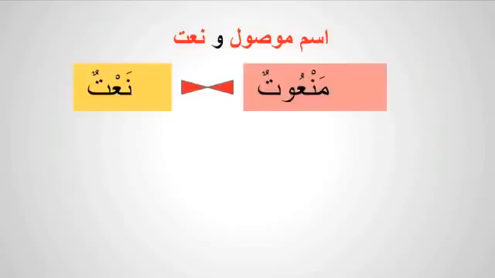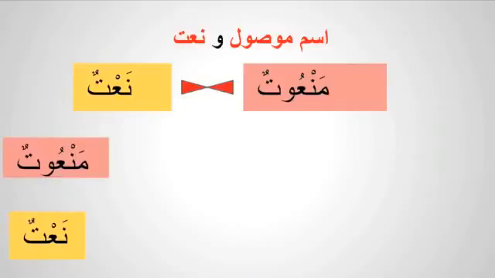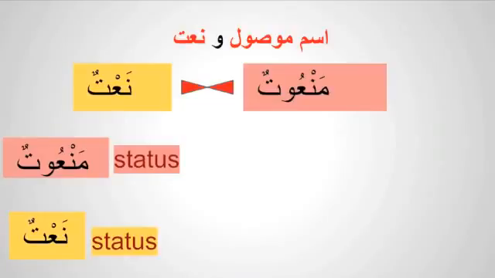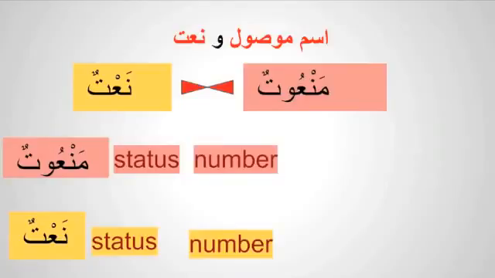So we know Na'at and Man'ut, they come together, and Na'at is a description, is an adjective which describes the noun which is called Man'ut, and the Na'at always follows the Man'ut in all the aspects. It follows in its status. If it is Marfu, the Na'at is also Marfu. If Man'ut is Mansub, Na'at is also Mansub. If Man'ut is Majroor, Na'at is also Majroor.